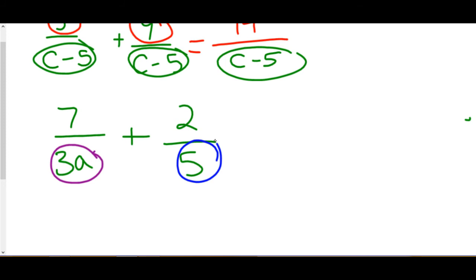Usually our easiest way is to just multiply them by each other. I'm going to multiply the 3a times the 5, but fractions are kind of like equations, where what you do to one thing you have to do to the other. Usually it's what you do to the left side you have to do to the right on an equation. On a fraction it's what you do to the bottom you have to do to the top. So then on the other fraction, we're going to multiply by the 3a.